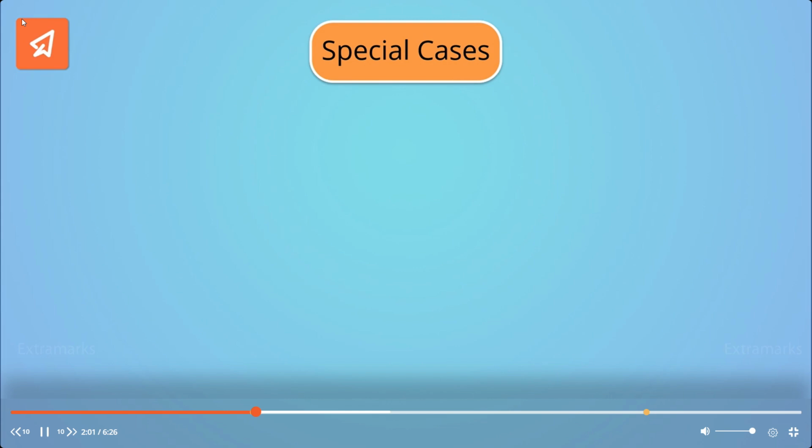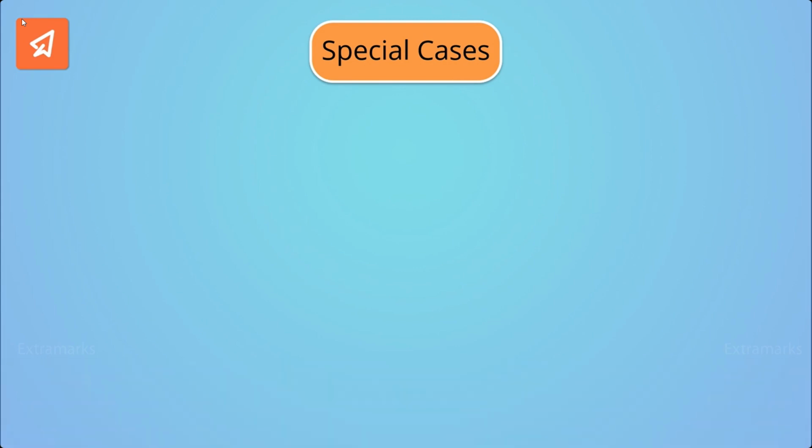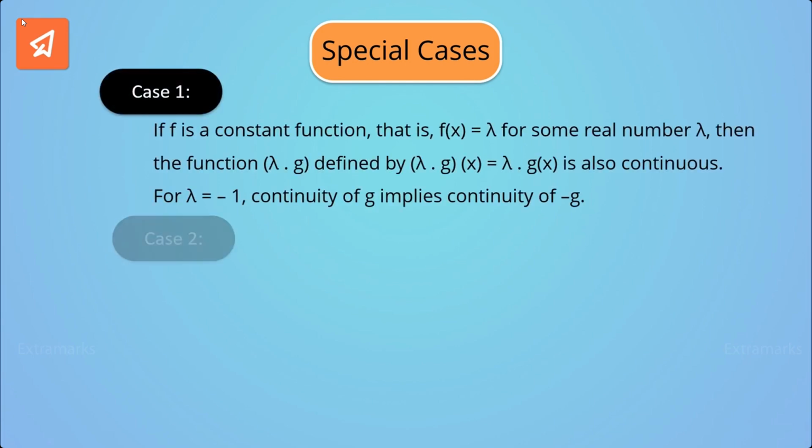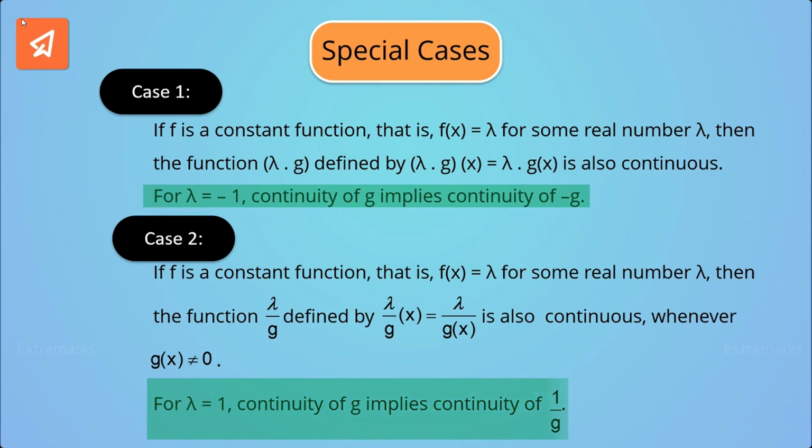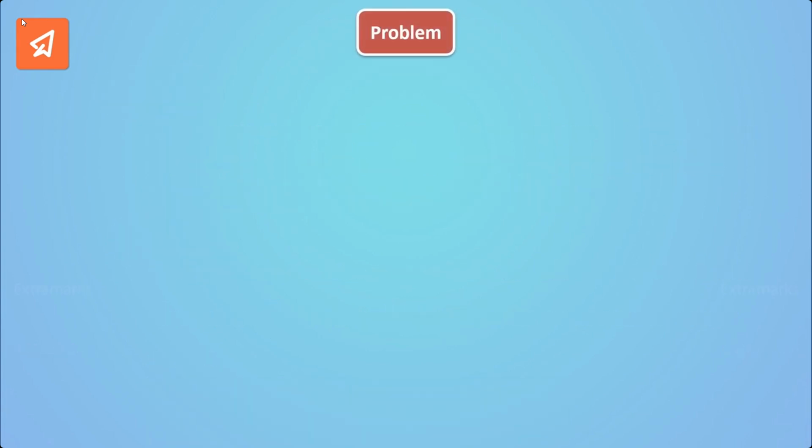Let's learn the two special cases when f of x is a constant function. Case 1. Case 2. If you observe case 1, when lambda equals -1, the continuity of g implies the continuity of negative g. And in case 2, when lambda equals 1, the continuity of g implies the continuity of 1 upon g. So, we have learned the concept. Let's apply it to a problem.